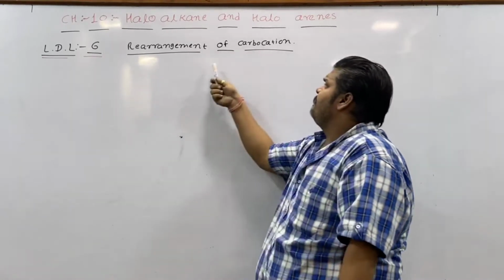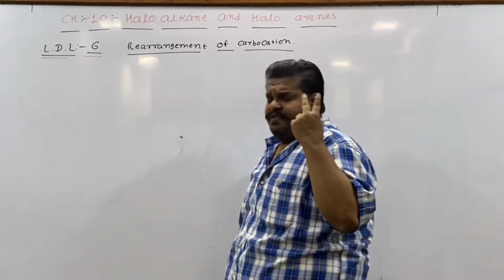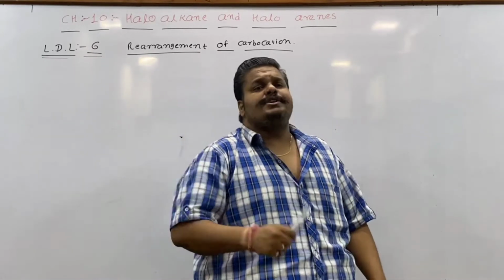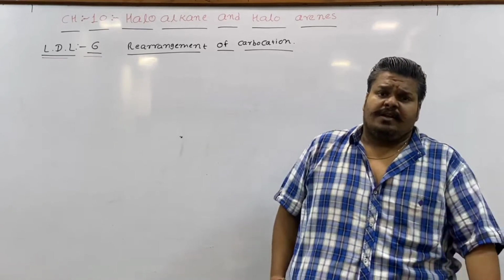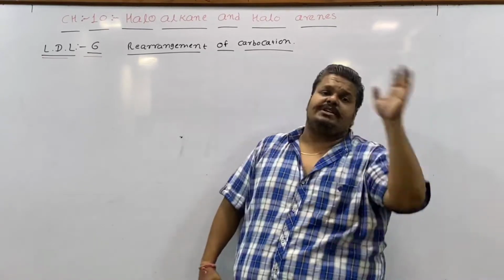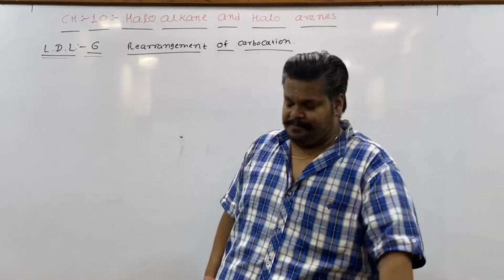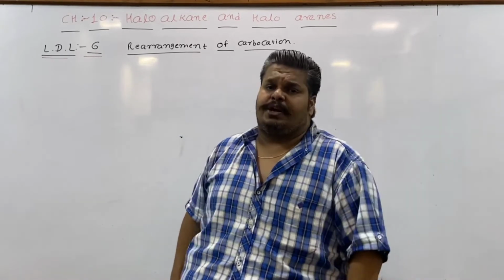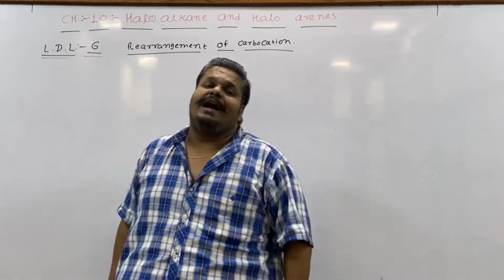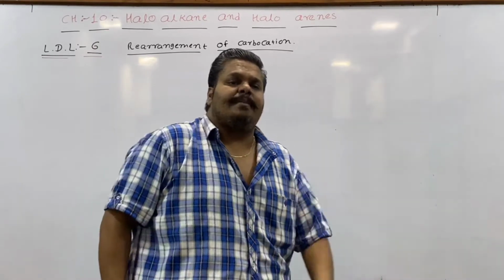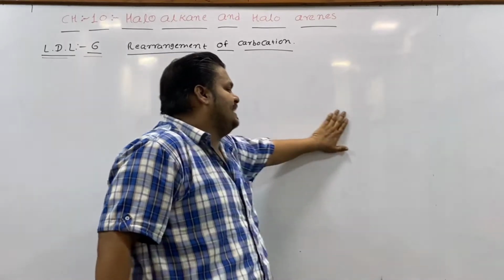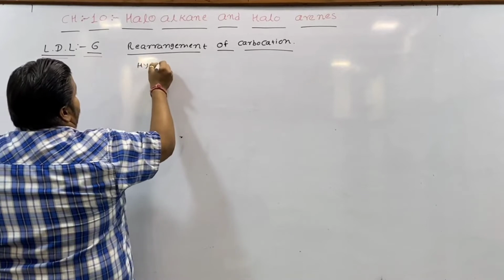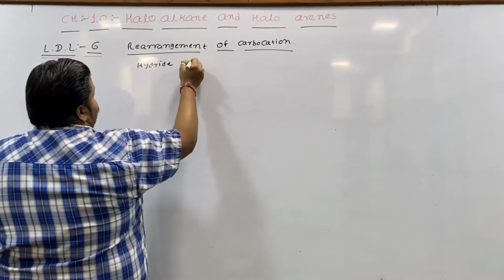This rearrangement can be achieved through two different mechanisms. One is hydride shift and the second is 1,2 alkyl shift. Here we have noticed that hydrogen gets shifted from one carbon to another. Instead of hydrogen, when one of the alkyl groups is shifted from one carbon to another, it is called alkyl shift. So we have two different methods for the formation of a stable carbocation. The first one is hydride shift.